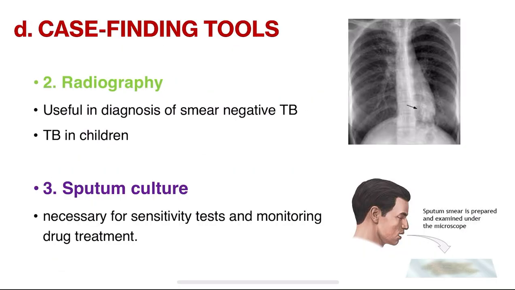Then we have radiography. Radiography is useful in diagnosis of sputum smear negative TB cases. So you perform the sputum smear, but the result of the smear was negative for pulmonary TB. But now the next investigative procedure will include the radiography. It is used in diagnosing sputum negative TB. It is also used in children. Okay, so radiography, what? The chest x-rays.